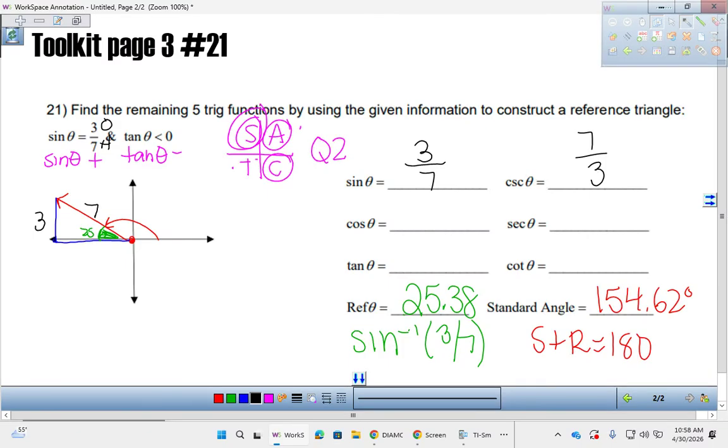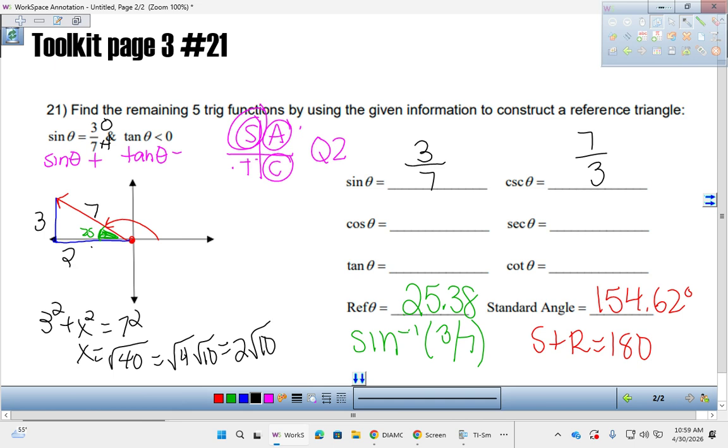Pythagorean theorem, right? So 3 squared plus, we'll call it x, this would be that side length there, equals 7 squared. So we end up with 49 minus 9. So we're going to get the square root of 40 for that third side length. I'm skipping steps, right? You can square 3, that's 9. You can square 7, that's 49. Subtract, that's 40. Square root it. So 4 times 10, 2 root 10 is this remaining side length.